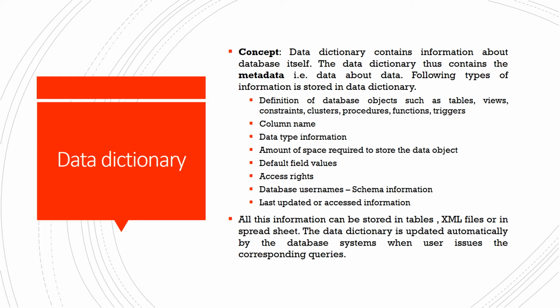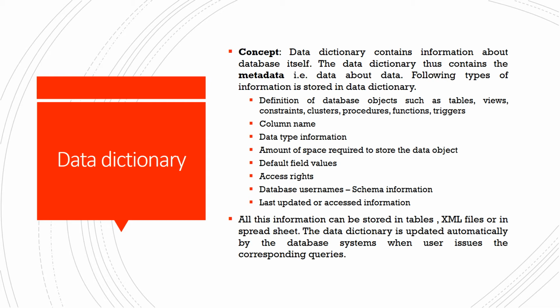As we all know, a dictionary is a collection. We have already studied the data dictionary in the previous PowerPoint, and now we are going to discuss it again here. The data dictionary contains information about the database itself, so it contains metadata. Metadata means data about the data. The following information is stored in the data dictionary.